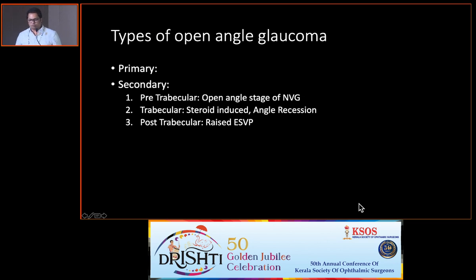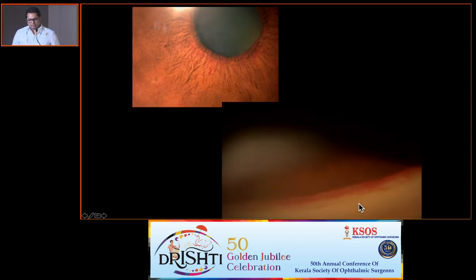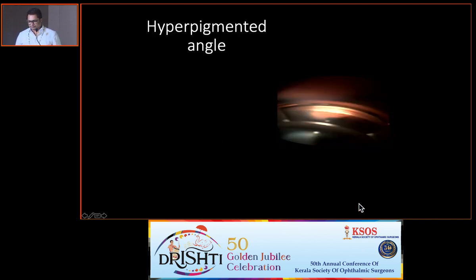So what are the types of open angle glaucomas? We have primary, where there are no other ocular causes leading to glaucoma, and secondary, where again we have three types: pre-trabecular, trabecular, and post-trabecular. This is an example of pre-trabecular glaucoma, neovascular glaucoma. You can see rubeosis iridis and neovascularization of the angle.